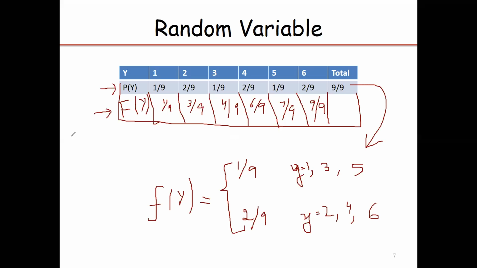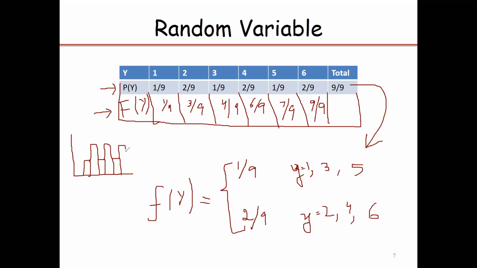Similarly, if I am interested in writing down the probability distribution as a graph, it is 1 by 9, then 2 by 9, again 1 by 9, and 2 by 9, and so on. This is the graph, the probability histogram of the same distribution.